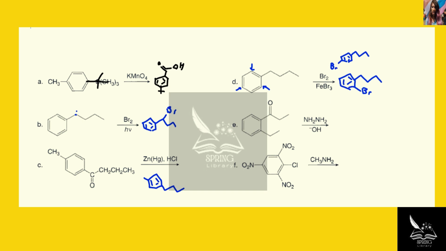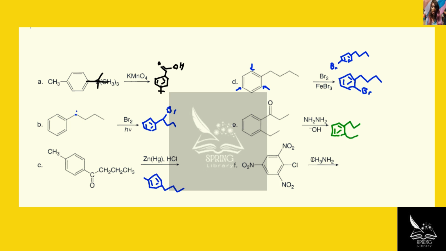Now in E, once again, we have this carbonyl group here that's being reacted with some sort of reducing agent, this hydrazine and hydroxide anion. And once again, just like when you have zinc, mercury, and acid, hydrazine and hydroxide reduces your carbonyl group. So once again, just like in C, we're going to reduce that group to a straight chain alkane that looks something like this.